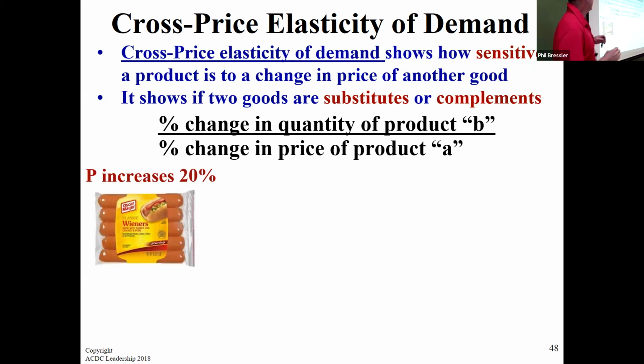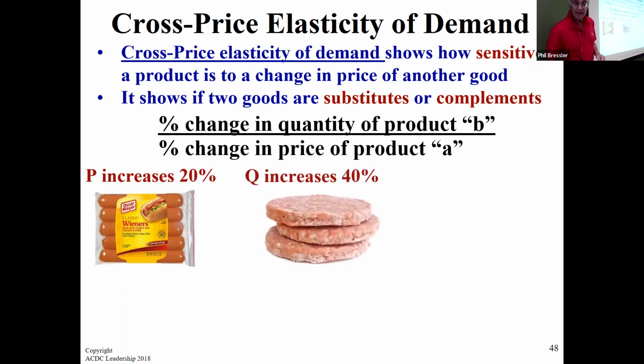So if the price of hot dogs increases by 20%, and the quantity of hamburgers increases, let's just plug these numbers in. So I'm going to have 40%, right? This is going to be B, quantity on top. I'm going to have 40% over 20. So the cross price elasticity then is going to be 2.